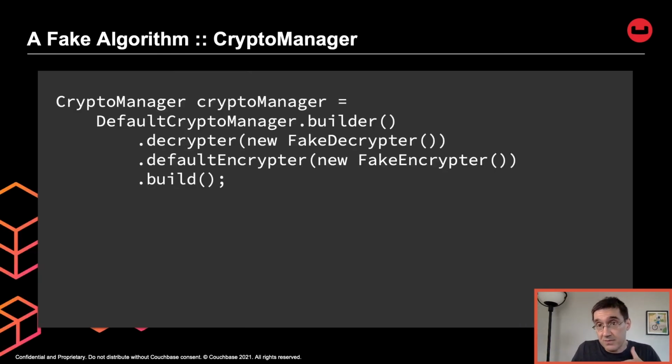Now that you've got your fake decryptor and encryptor, you register them with the crypto manager, just like before. If you wanted to use a keyring, you would pass it into the constructor when you create the decryptor and the encryptor. But the fake one doesn't do that. So it's as simple as this. You can adapt that however you want.